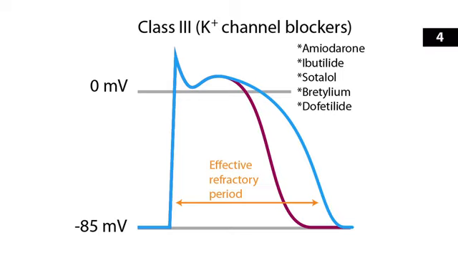These include things like sotalol. Don't be confused there. Sotalol kind of looks like a beta blocker, but it's actually not. Ibutilide, bretylium, dofetilide, and amiodarone. Those are the potassium blockers here.